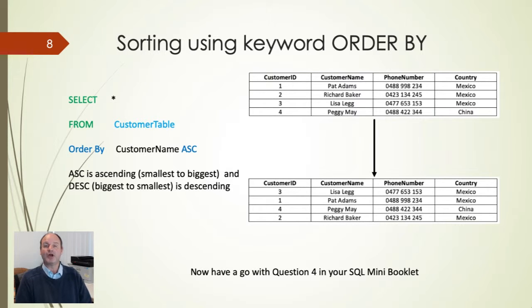Now, have a go with question 4 in your SQL mini booklet. Pause the video, and when you're ready, start the video again to hear the answer. Okay, hopefully what you have is this. Select asterisk from customer table, order by customer ID, DESC.